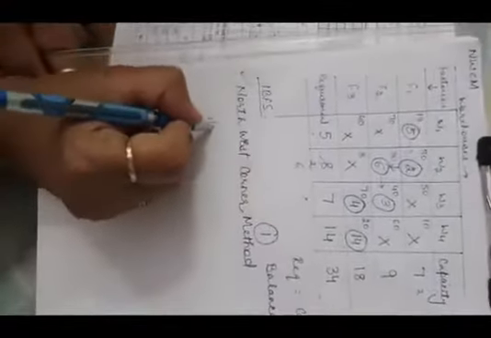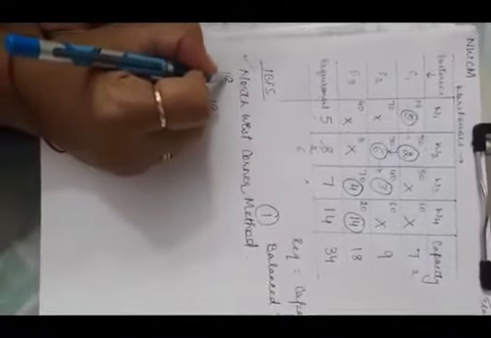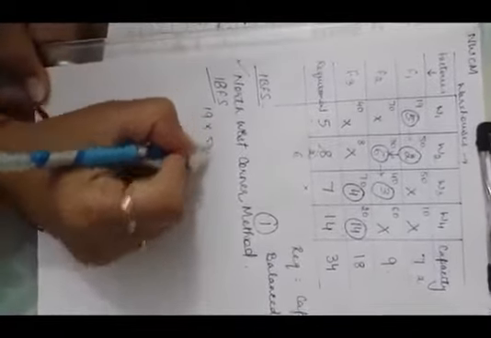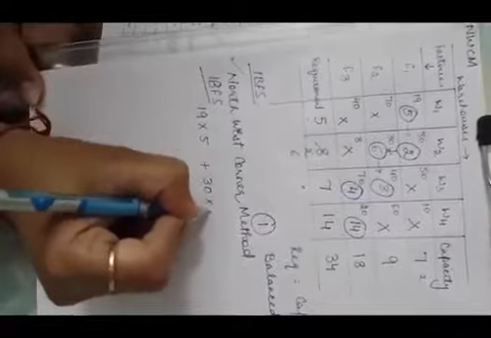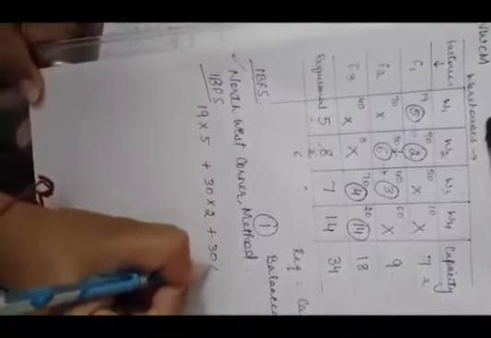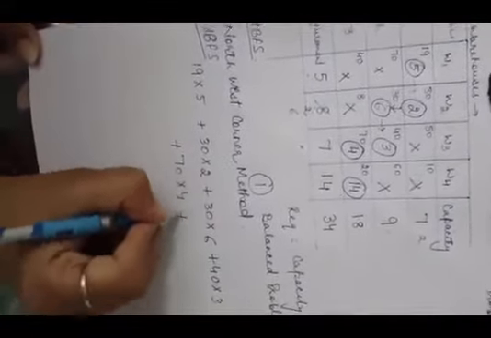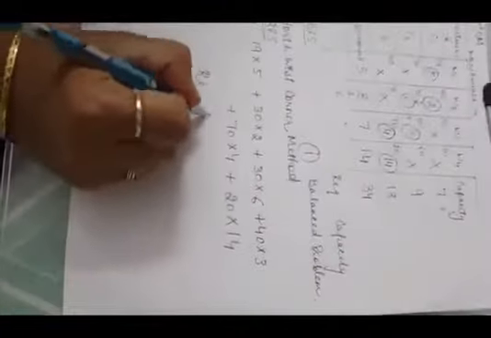When we want to calculate the cost, in this case the IBFS, initial basic feasible solution, it would be 19 into 5 plus 30 into 2 plus 30 into 6 plus 40 into 3 plus 70 into 4 plus 20 into 14. So in this case just calculate the cost. I hope it is going to be 1015. Just check it once.